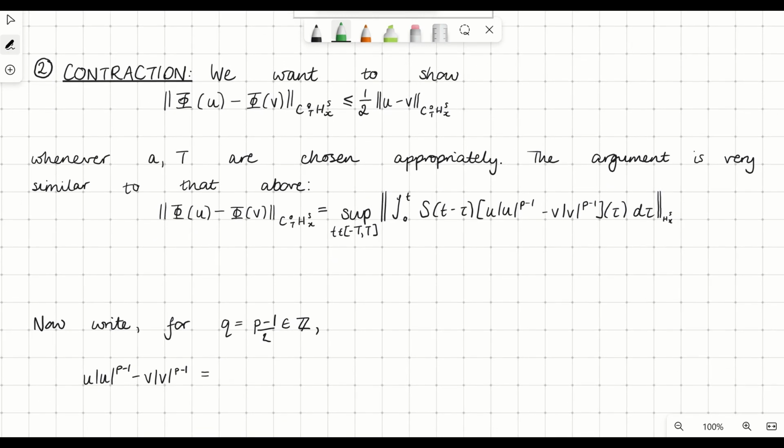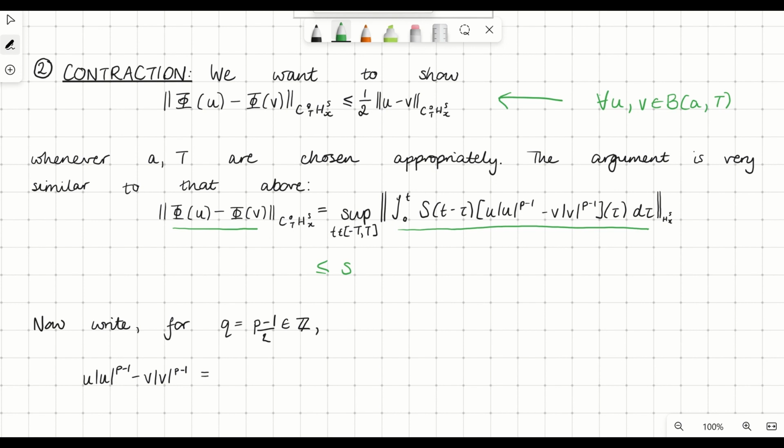So we want to show this inequality above, that whenever u and v lie in the ball, the difference between Φ(u) and Φ(v) in C^0_T H^s_x is bounded by half the difference between u and v in the same space. The argument is pretty much the same as what we just did to show that Φ maps the ball to itself. So we start by writing the difference between Φ(u) and Φ(v) as the difference now of just the Duhamel terms, because the free evolution parts cancel out because the initial data is the same. And as before, we use Minkowski's inequality to move the H^s norm inside the time integral.